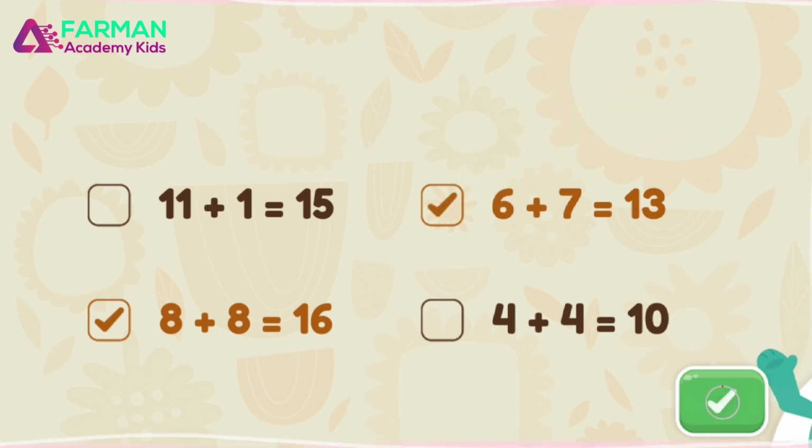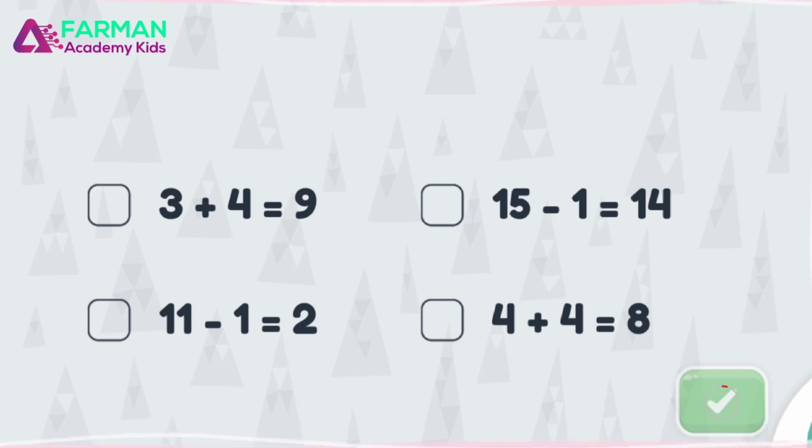Awesome! 6 plus 7 is 13. 8 plus 8 is 16. Listen carefully to the next instructions. Let's do a tricky one. Find the two equations that are false.